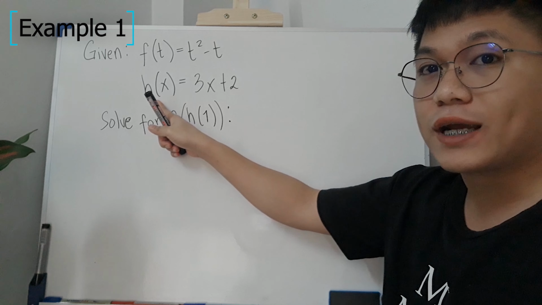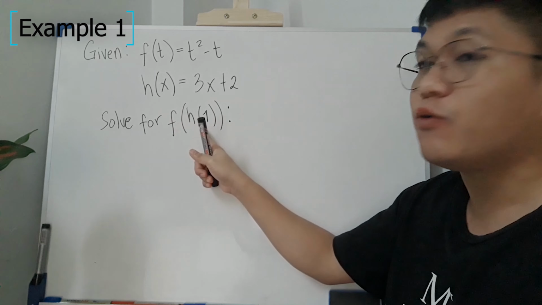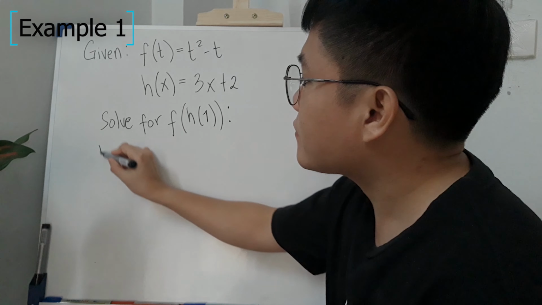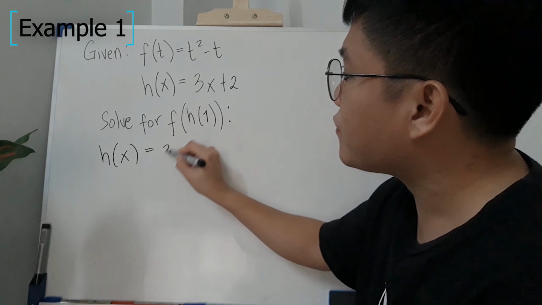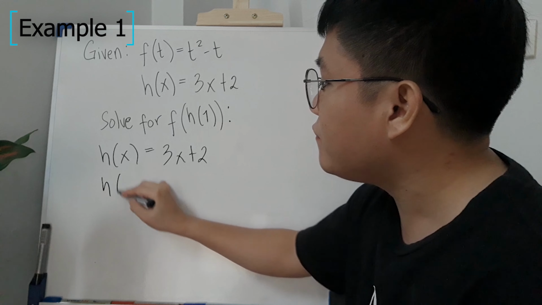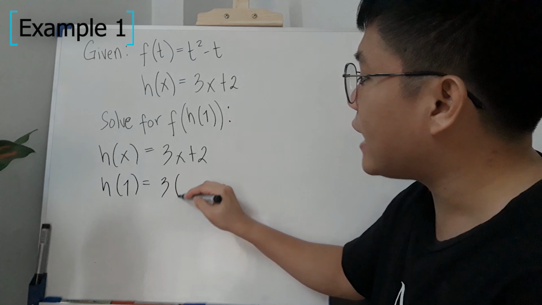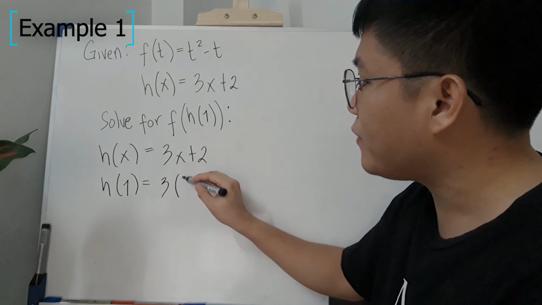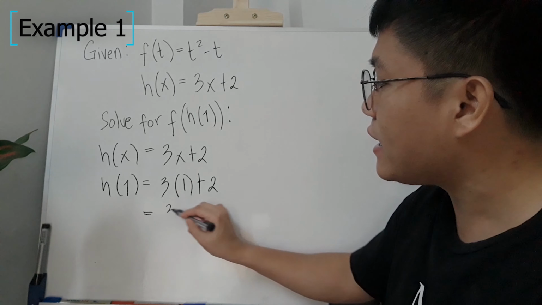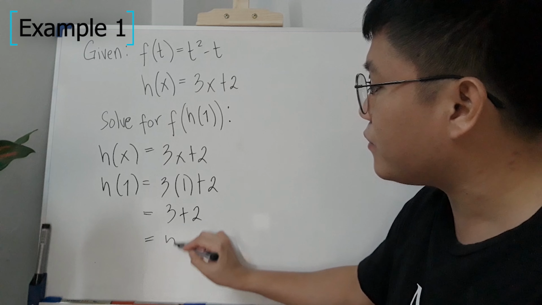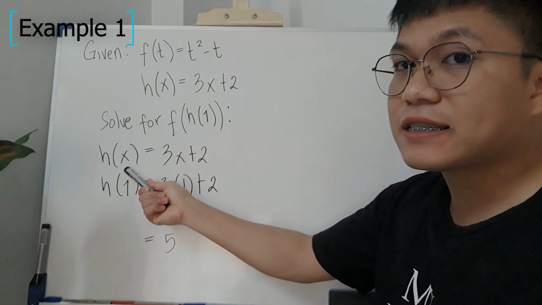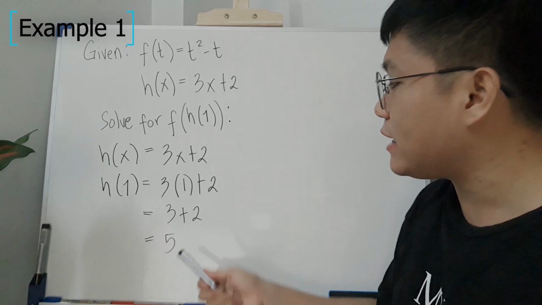We are going to solve for h of x, the function h at 1, which is 1 as the input of the function h. That means we have here h of x is equal to 3x plus 2. And then substitute x with 1. We have h of 1 is equal to 3 times 1 plus 2. And then simplify. So we have here 3 plus 2, which is equal to 5. Therefore, our function h of x, considering that our input is 1, is equal to 5.